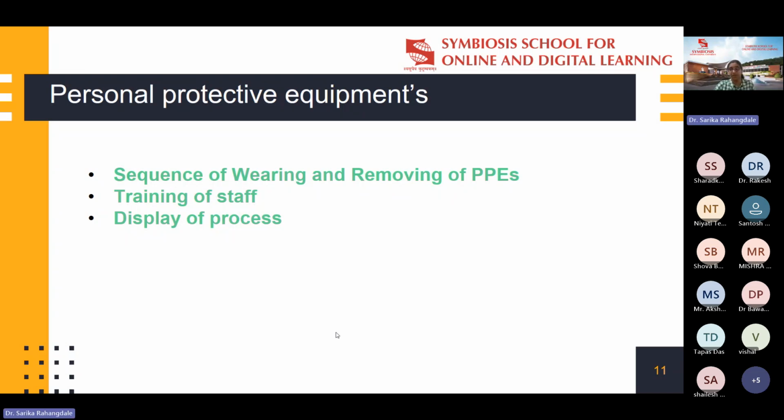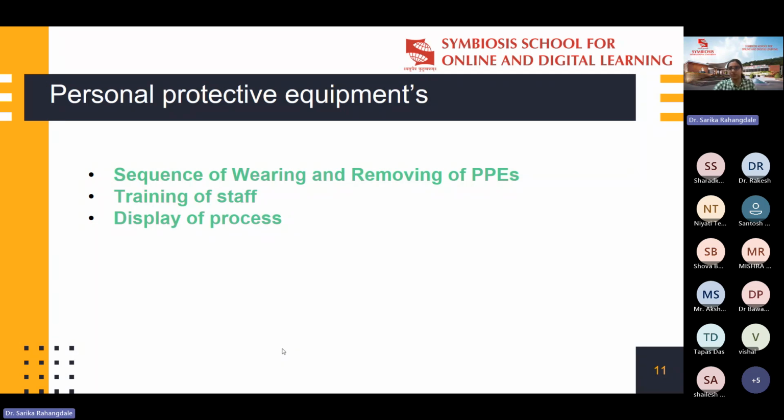Are the staff being trained in how donning and doffing is to be done? Are the processes of donning and doffing displayed in the critical areas or not, especially in the isolation wards where infectious patients are admitted? How are the staff or the nurses handling those patients? They should be made aware of the processes.